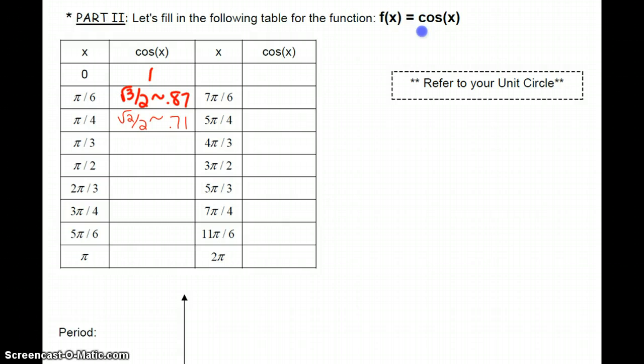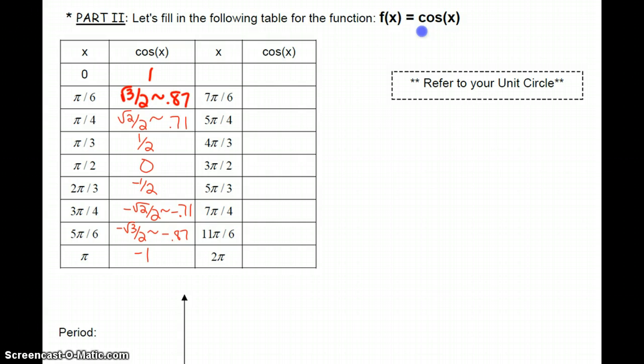The cosine of pi over 3 is 1/2. The cosine of pi over 2 is 0. The cosine of 2 pi over 3 is negative 1/2. The cosine of 3 pi over 4 is negative root 2 over 2, which is about negative 0.71. The cosine of 5 pi over 6 is negative root 3 over 2, which is about negative 0.87. And the cosine of pi is a negative 1.